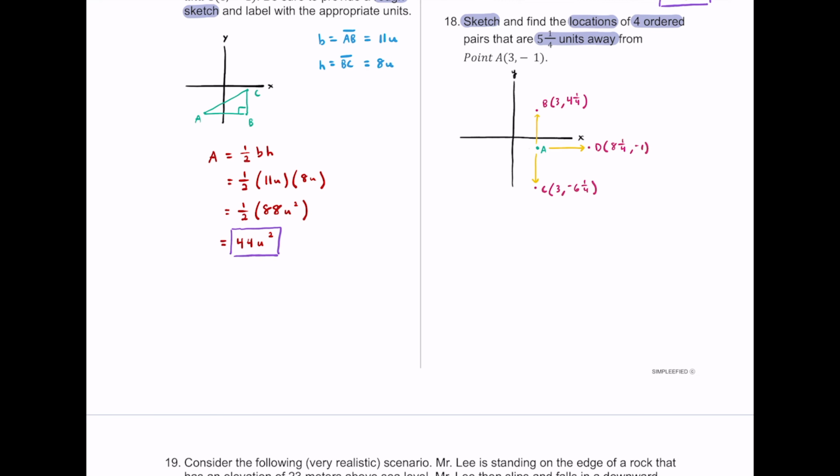And then what if we went to the left 5 1/4 units? So let's put a dot over here, and so that's going to be point E. So for point E here, what is that going to look like? Well, the Y coordinate is still -1, but if we're at 3 and we drop 5 1/4, that should bring us into the negative. So it's -2 1/4. So I'm just going to put that here, -2 1/4, and we don't move up or down, so that's still going to be -1 here. So this would be the 4 different locations of the points that would be 5 1/4 units away from that point A.